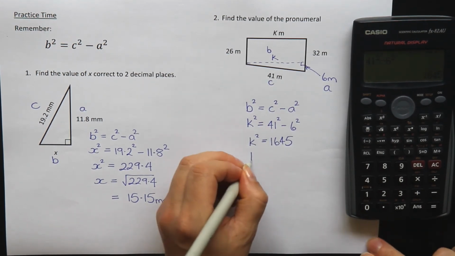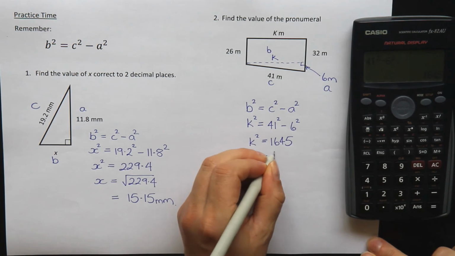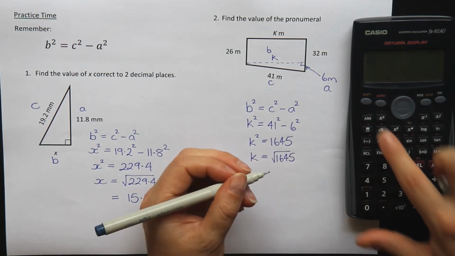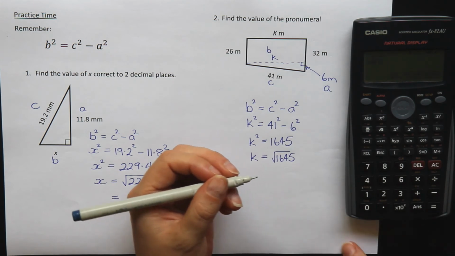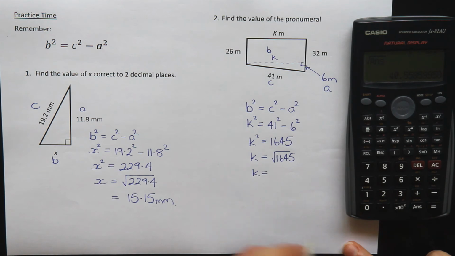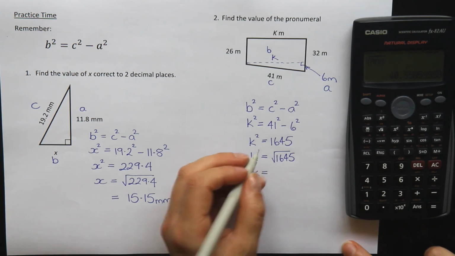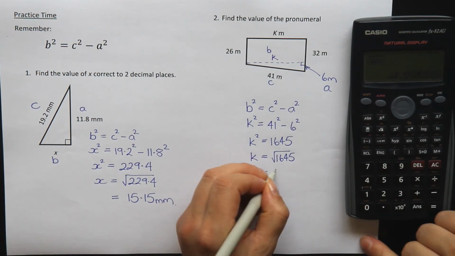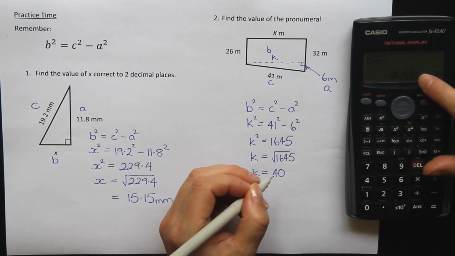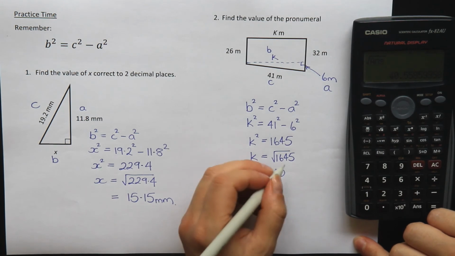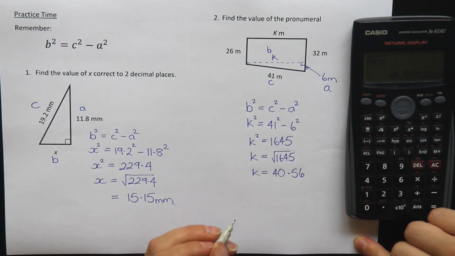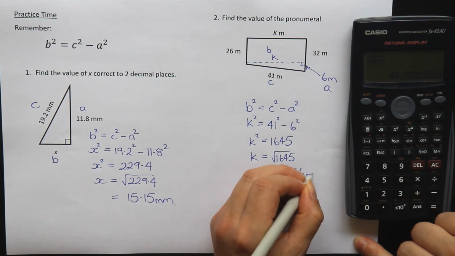Okay, we want K by itself, so I need to square root that number. Square root, and I'll stick with my 2 decimal places, so I'll have 40.55, but my next number is an 8, so I'll have to round that to be a 6. So 40.56, and that will be meters.